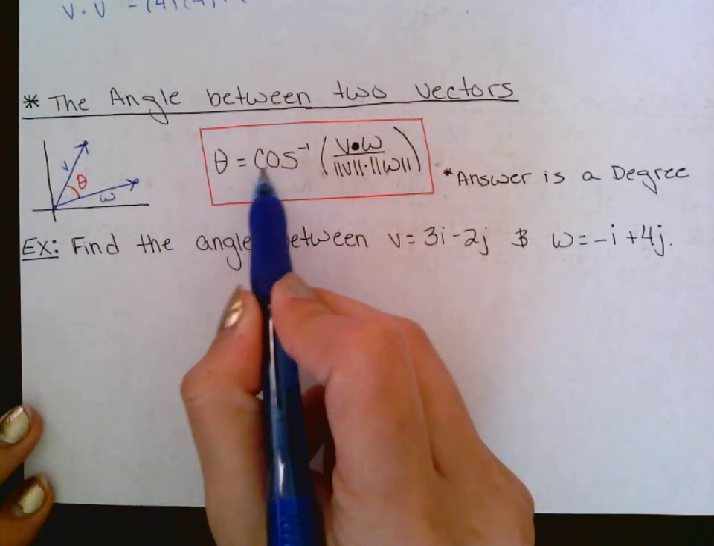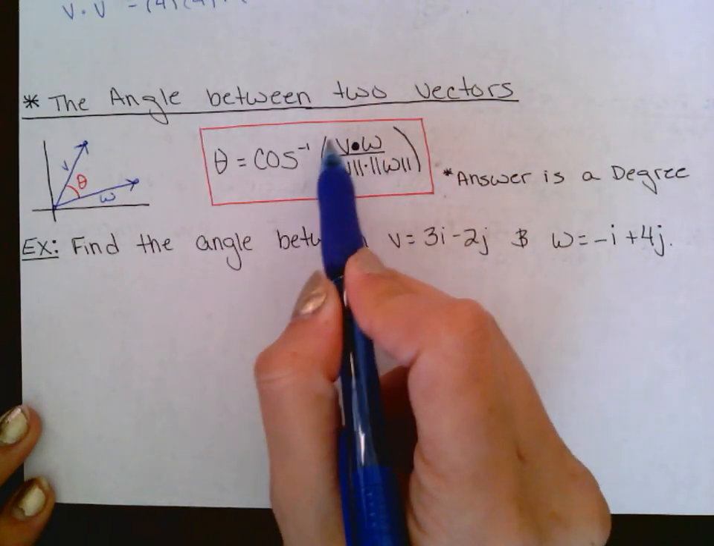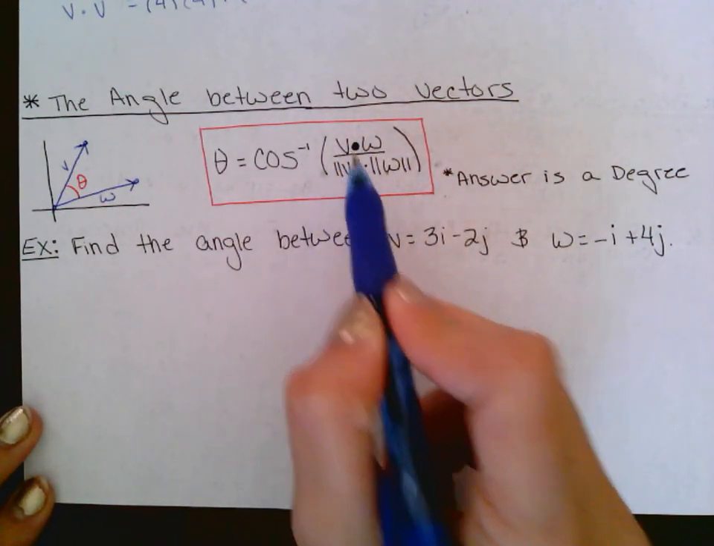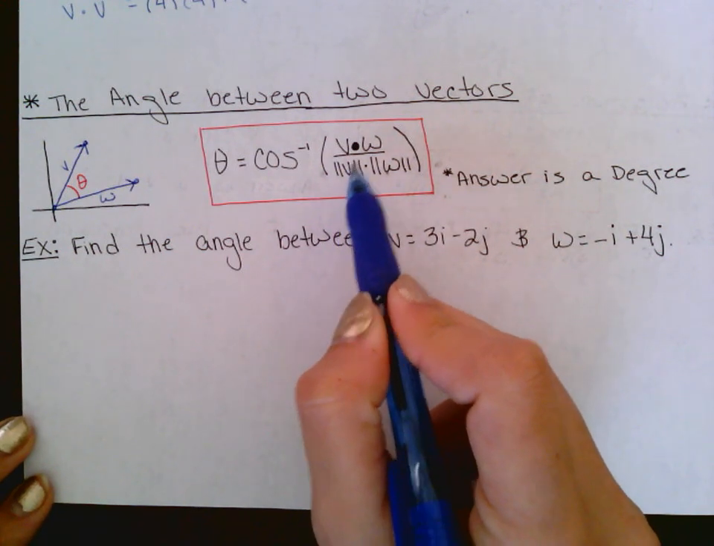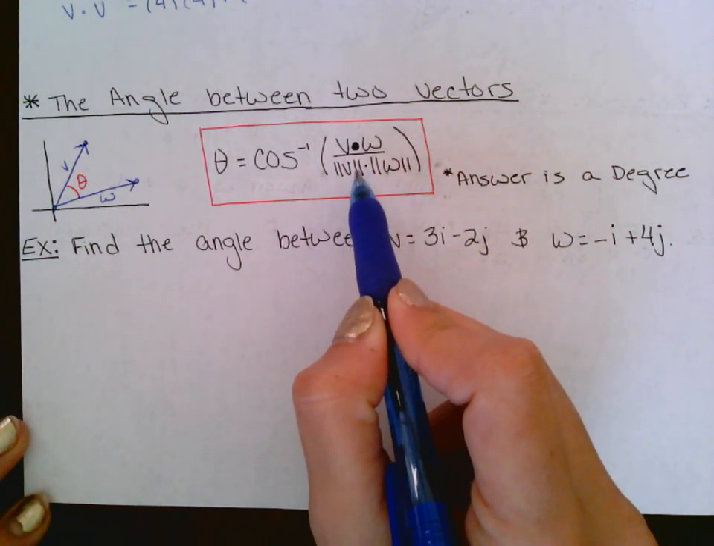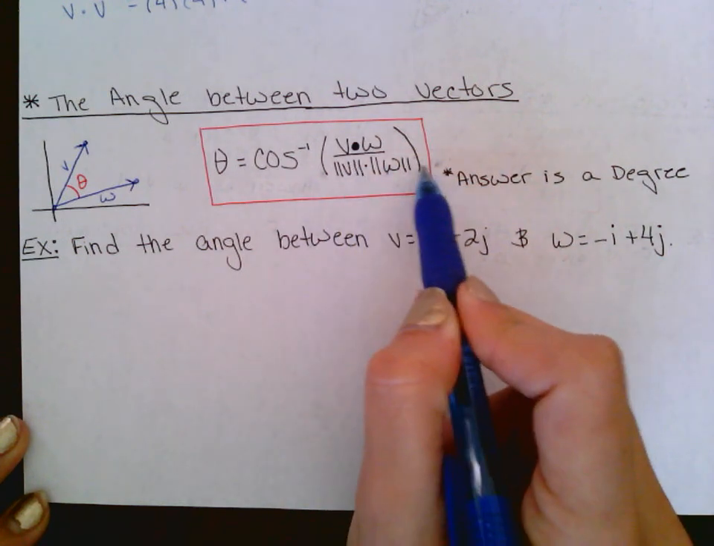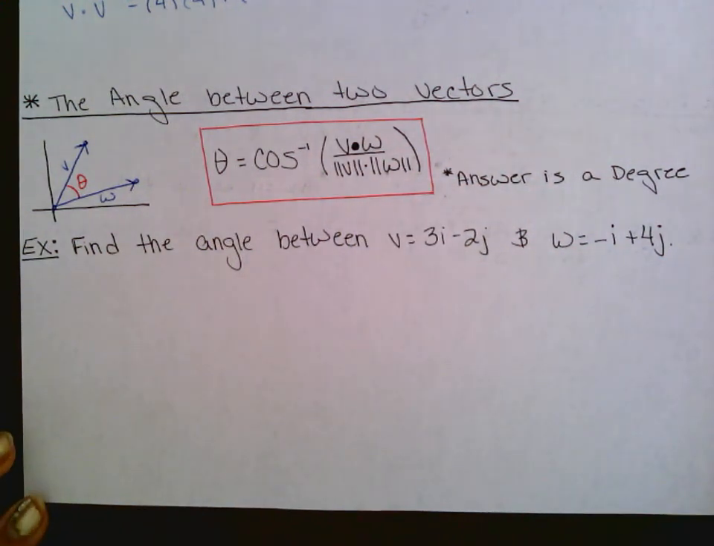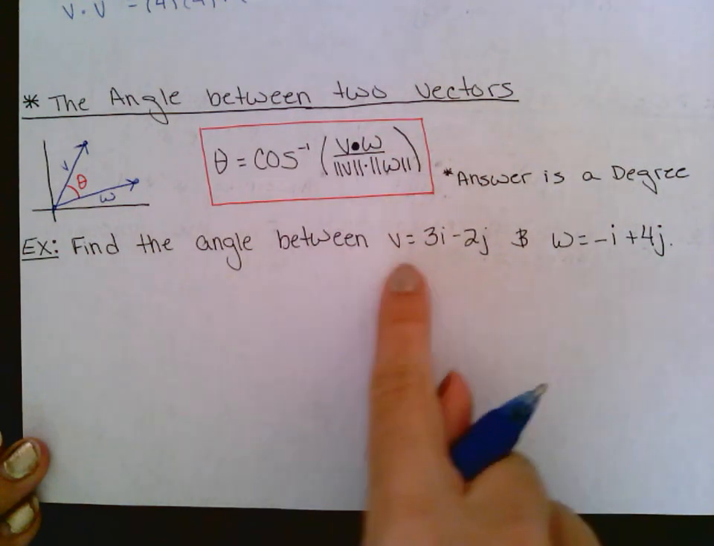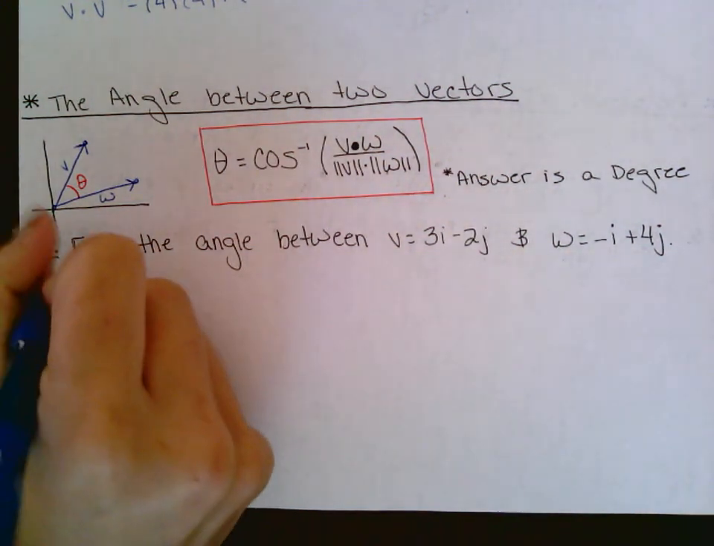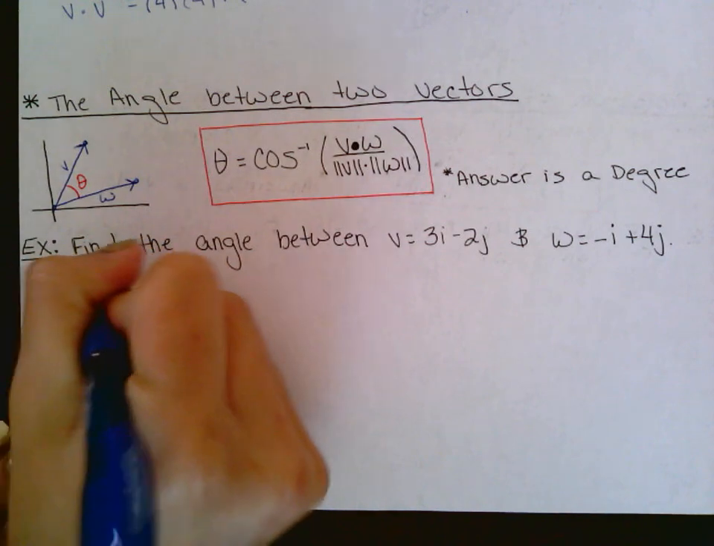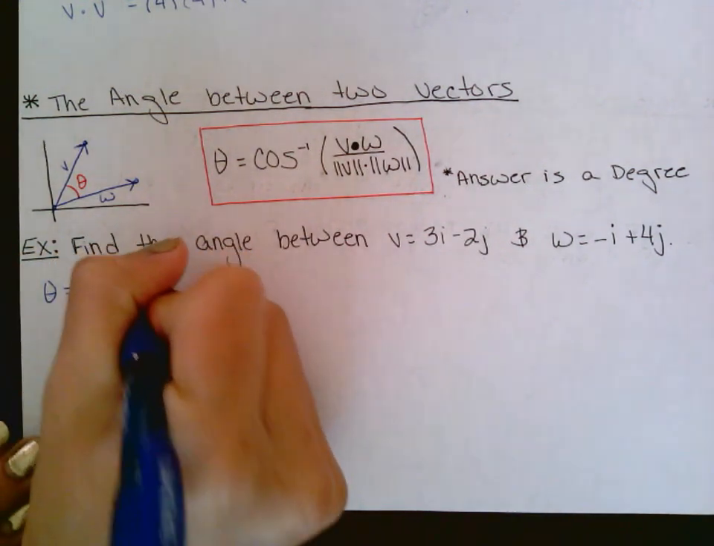And the way I find theta is I do the inverse cosine of the dot product in the numerator. And then in the denominator, remember these two absolute value bars mean magnitude. I have to find the magnitude of v, the magnitude of w, and multiply them together. If you have your calculators, once you write it all out, this can be done in one nice, easy step, okay? So let's start this question off. Find the angle between vectors v and w, okay? Theta is equal to inverse cosine.